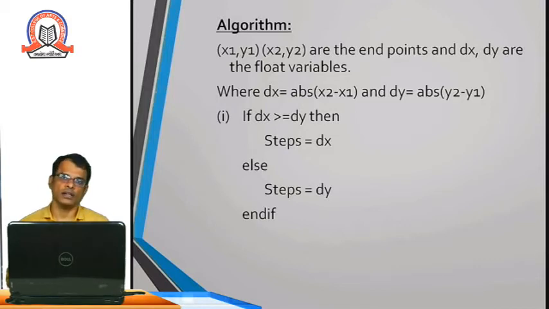First we have to define how many steps are required, meaning how many points we are going to plot. So if the difference dx is more than dy, then dx will be the number of steps, and if dy is greater, then dy will be the number of steps. So the first step is to find the x difference and y difference, and check which one is greater. If x is greater, then your steps are x, and if y is greater, then your steps are y.